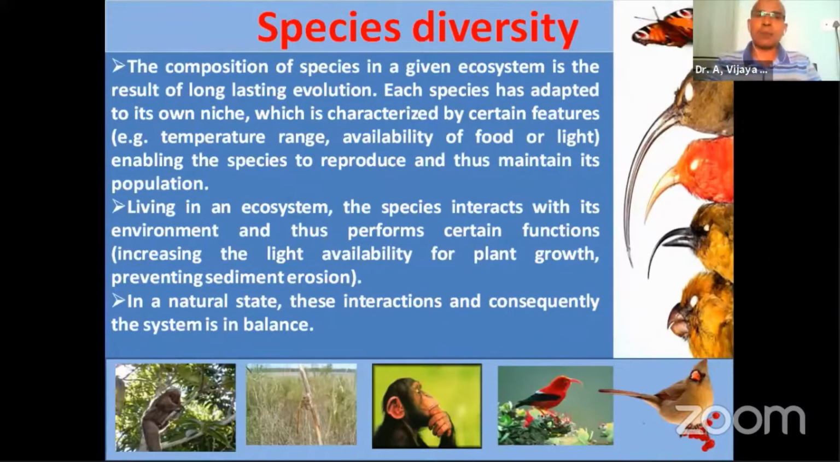Each species has adapted to its own niche. So adaptations are very, very important here, and these adaptations are again based on genetic vigor, so that it can tolerate the temperature range, availability of food or light, or any climatic or edaphic problems the species face. These can be overcome by changes at a genetic level or by getting some adaptations.